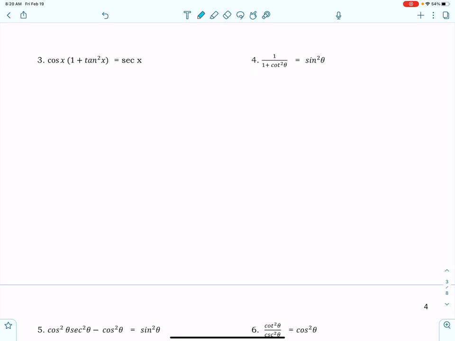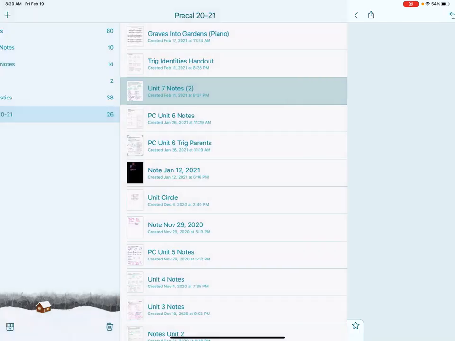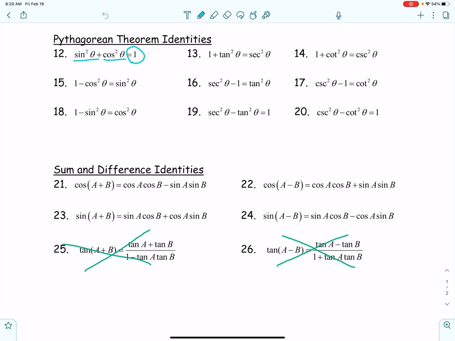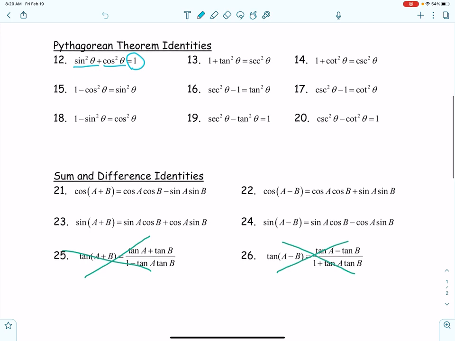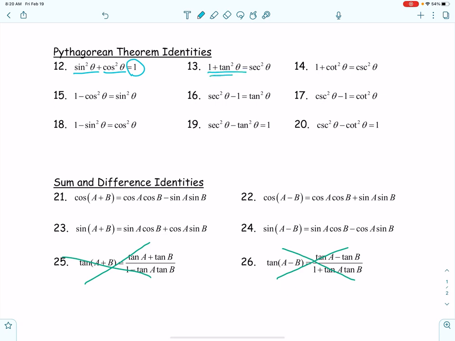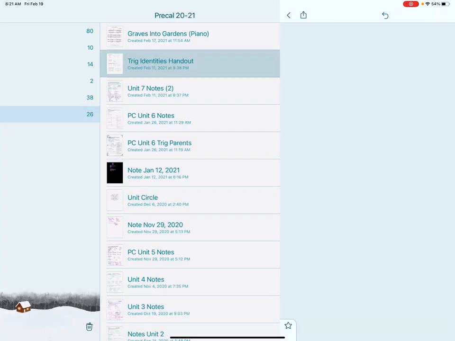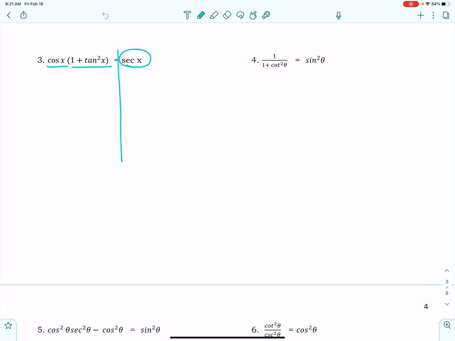Number 3, we have cosine x times 1 plus tangent squared x, and I want it to look like secant x. So I'm going to draw a line here. And let's see, I've got tangent squared x, so I'm going to go to my identity sheet and look at my Pythagorean theorem identities, and I am going to see if I can replace that. And sure enough, I can, because if you'll look at identity number 13, that is exactly what I have, and I can replace it with secant squared theta. So I am going to come back over here, and I'm going to write cosine x times secant squared x. And that, of course, is just the Pythagorean theorem identity.